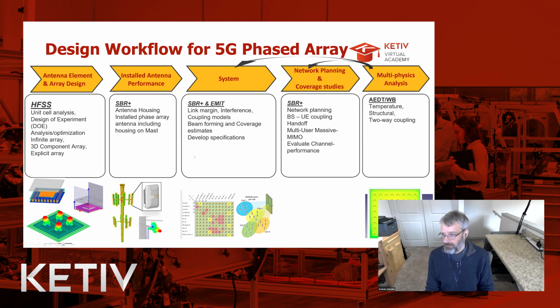And then at the much larger scale, if we're thinking about a cell phone network or some other kind of network, we might have network planning and coverage studies. This, of course, will not apply to everybody. And then finally, we might have some multi-physics analyses where we look at temperature or structures or two-way coupling of these things to get a sense of, well, how would temperature impact my system analysis? How would it impact my antenna analysis, et cetera? To get a feel for, does that impact my design as well?